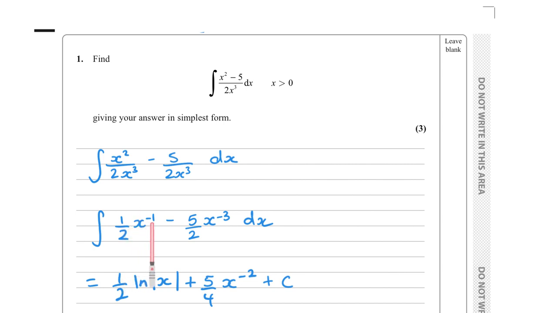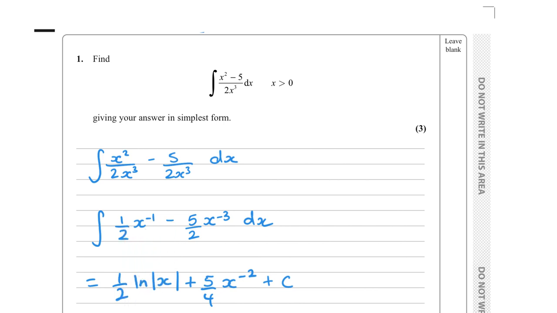If you add 1 and you get 0, I want you to think ln. Okay? If you add 1 and you get 0, ln. Because it's not right for some of you that just put 0 here. So you have to remember that a half x to the minus 1.